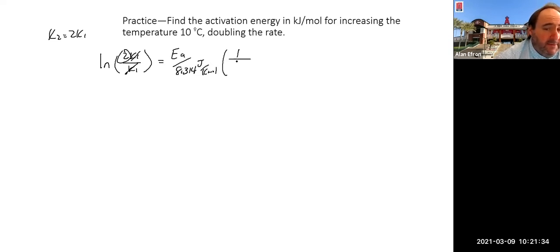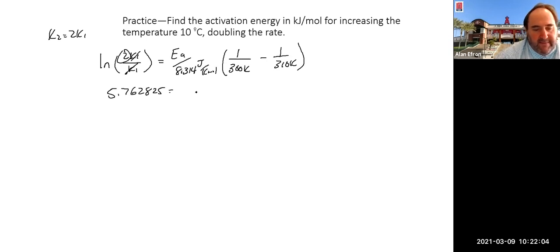And the temperatures that they chose had a 10-degree separation between the two. 300 Kelvin was our T1, and 310 Kelvin was our T2. Same situation here in terms of the math. We're going to take the natural log of 2 on the left. That's going to be 0.693 times 8.314 to bring that to the other side. Going to get us 5.762825 equals E of A.